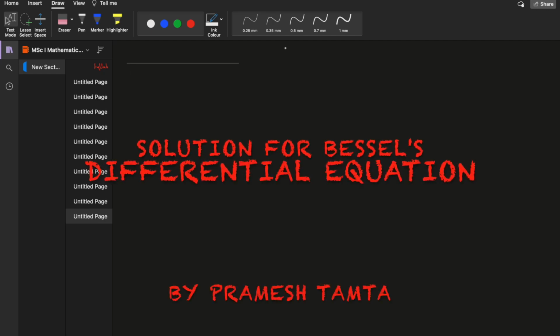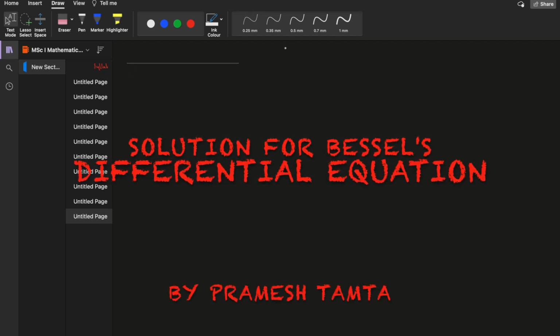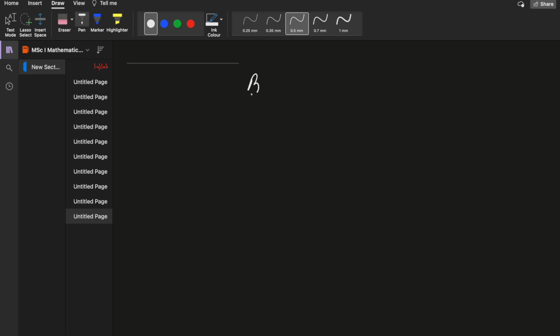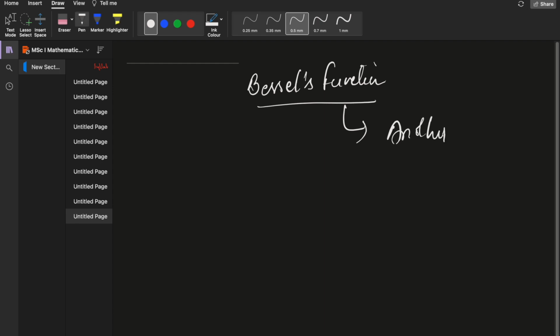So in today's class, we are going to study the Bessel function. This is another special function. As we know, we need a differential equation.